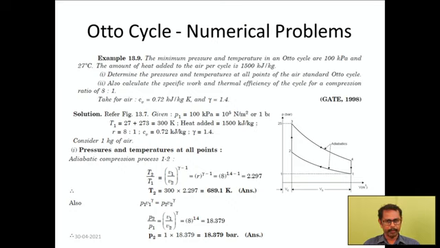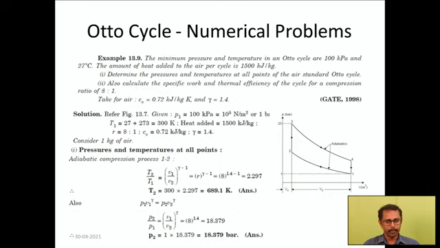The pressure P1, because it is the minimum pressure, P1 equal to 100 kilopascal, and T1 minimum temperature in the cycle. T1 equal to 27 degrees Celsius can be converted into absolute temperature scale, and heat added 1500 kilojoules per kilogram during the process 2 to 3, and the compression ratio is given as 8, and specific heat capacity at constant volume is 0.72 kilojoules per kilogram Kelvin, and gamma specific heat ratio is equal to 1.4. So here in this problem, we have to consider the mass of air is equal to 1 kilogram is consumed inside the cylinder.